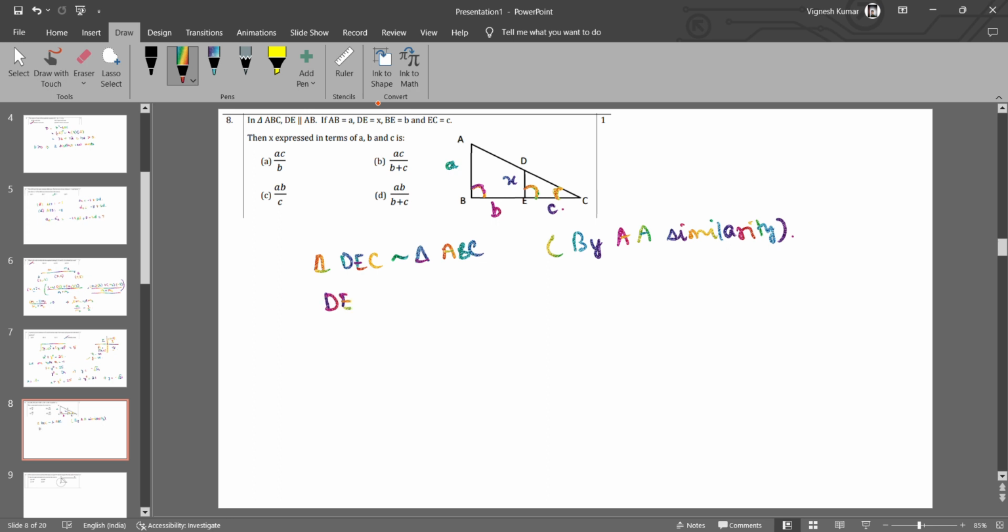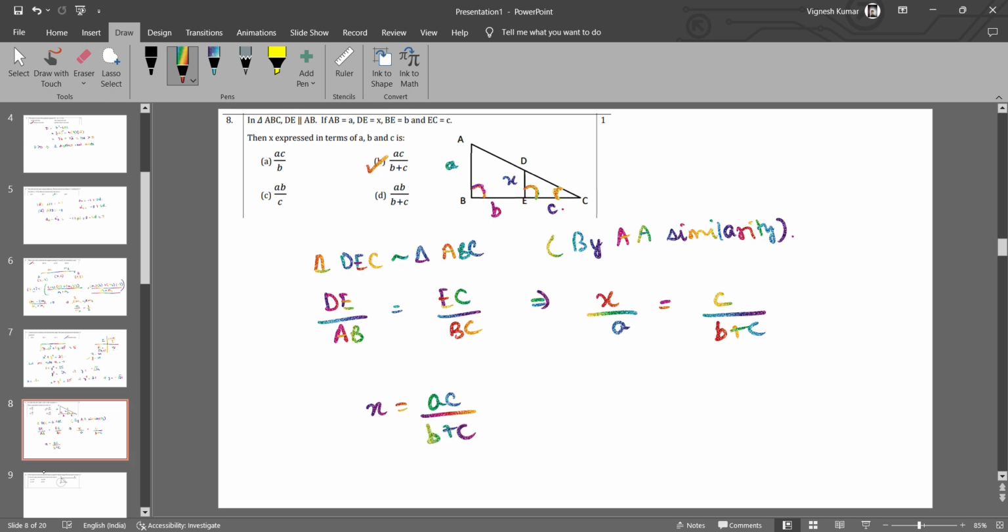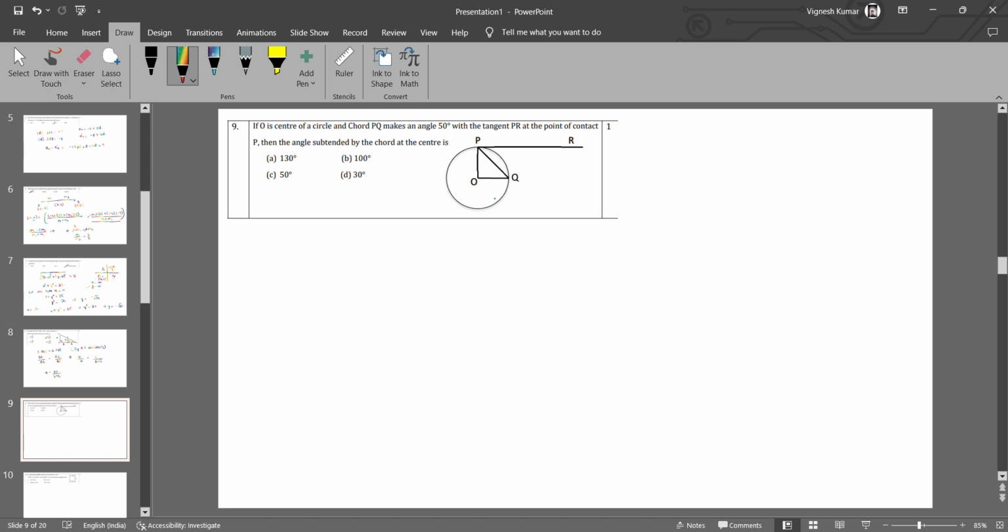So we can say DE divided by AB is equal to EC divided by BC. So this gives us DE is X, divided by AB is A, equal to EC is C, divided by BC is BE plus EC, so B plus C. So we have X is equal to AC divided by B plus C. So option B is the right answer.